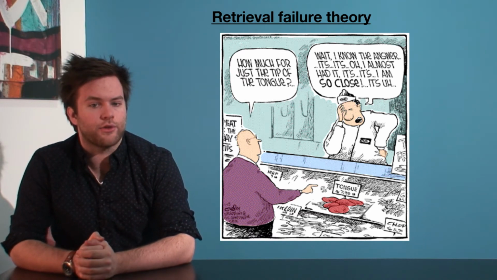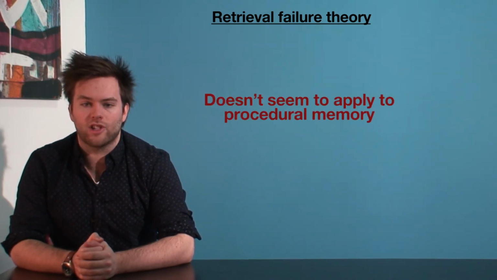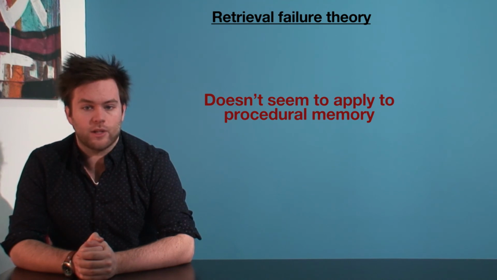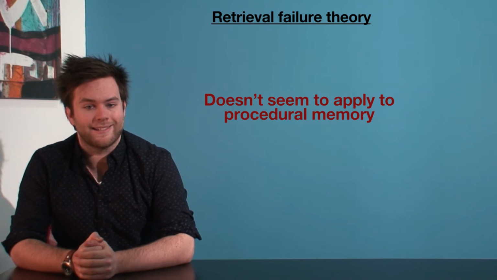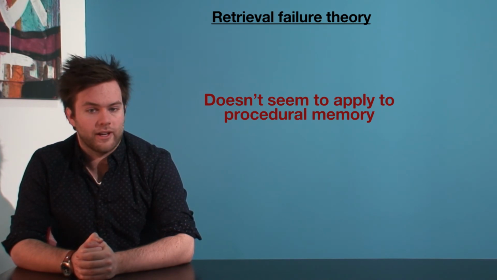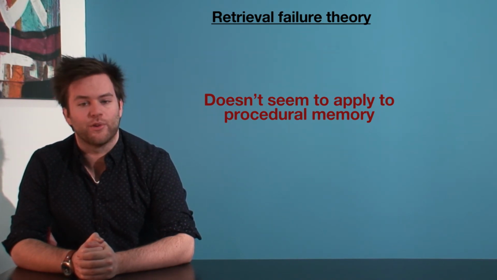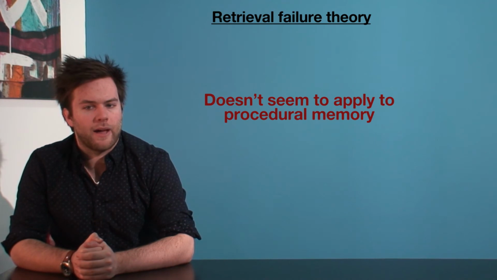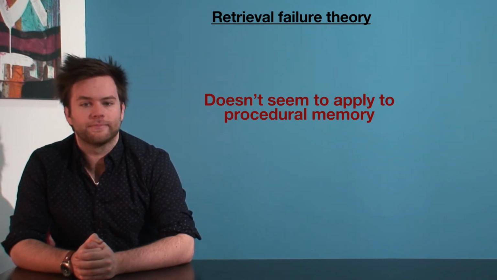Interestingly though, the retrieval failure theory doesn't seem to apply to procedural memory. That is why you never forget how to ride a bike, for example. Procedural memory is implicit, so you don't really need it to retrieve anything at all. Maybe that is why the saying, "Don't worry, it's just like riding a bike," holds so true. There's no need to worry about anything like retrieval failure.